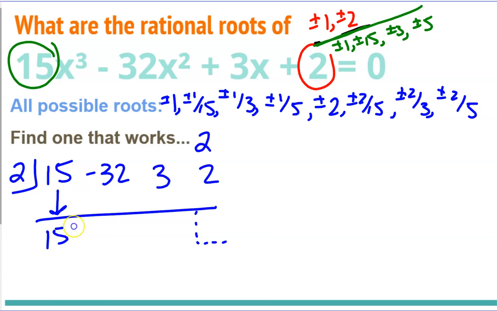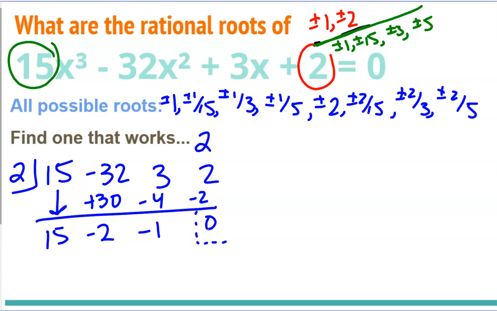So drop 15. Synthetic division, 2 times 15 is positive 30. Add these together, we get negative 2. 2 times negative 2 is negative 4. Subtract this time. 3 minus 4 is going to give me negative 1. 2 minus 1, negative 2... look at that. I have also proven here that it's going to be a root because my remainder was 0.